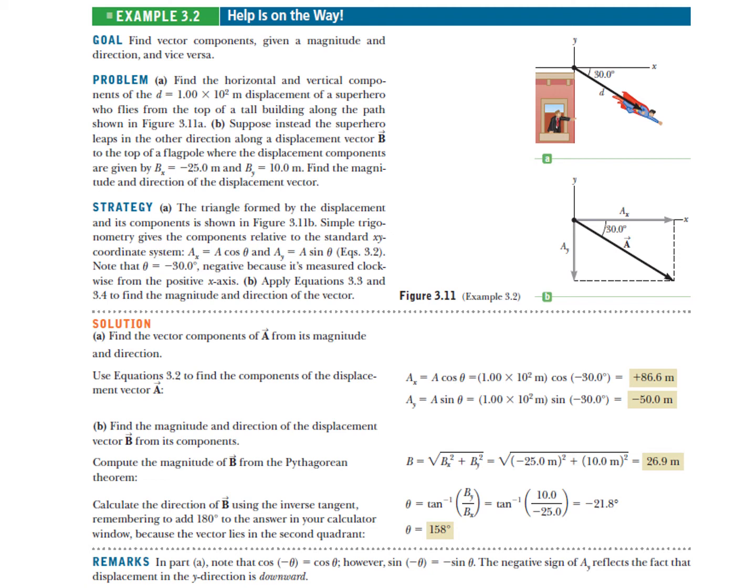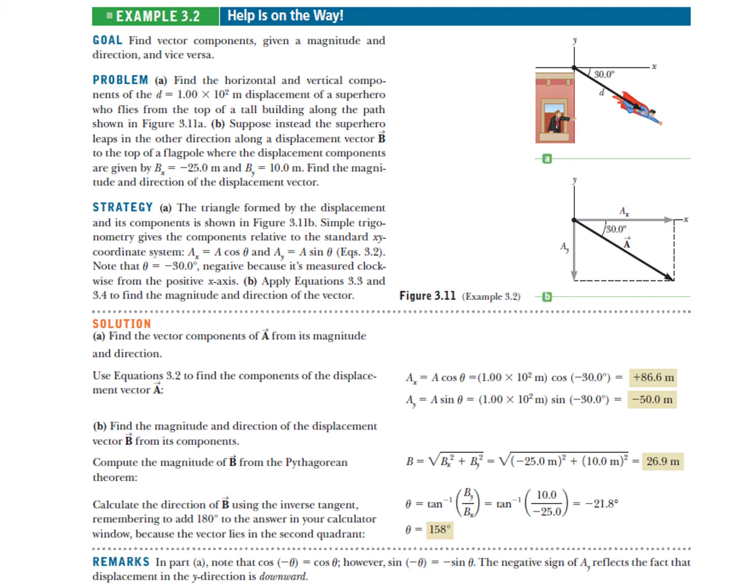Let's look at the examples here. Example 3.2: Find the horizontal and vertical components of the 100-meter displacement of a superhero who flies from the top of a tall building along the path shown in the figure. Suppose instead the superhero leaps in the other direction along a displacement vector B to the top of a flagpole, where the displacement components are given by Bx equals negative 25 meters and By equals 10 meters. Find the magnitude and direction of the displacement vector.